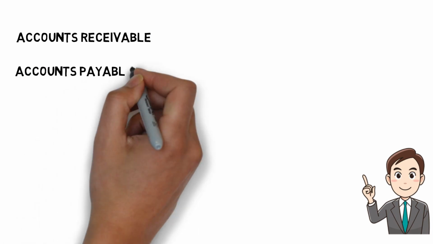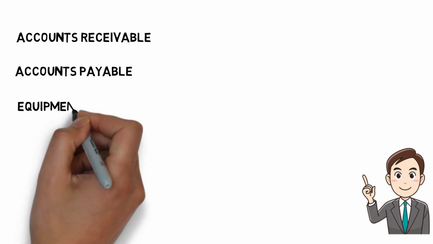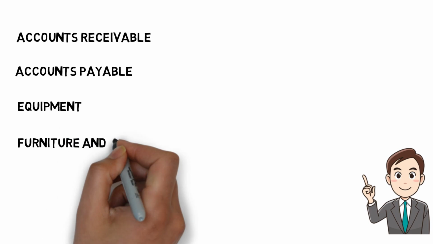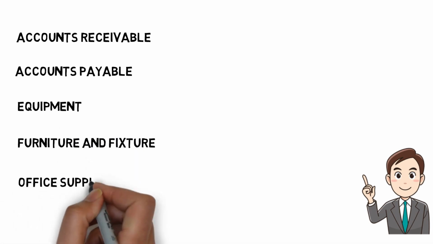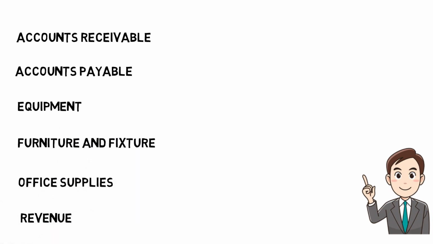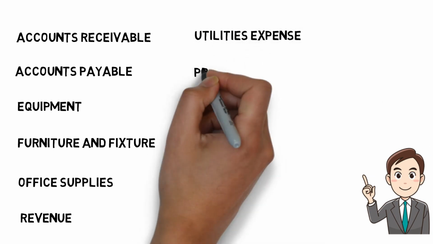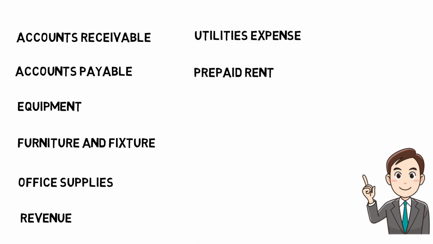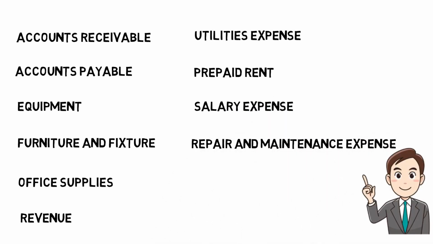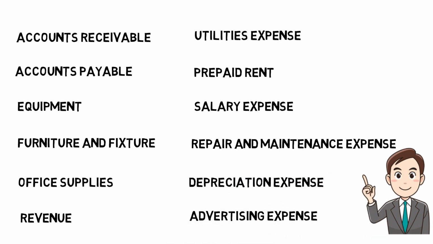Just to sum up, what we had discussed today are the following accounting terminologies: accounts receivable, accounts payable, equipment, furniture and fixture, office supplies, revenue, utilities expense, prepaid rent, salary expense, repair and maintenance expense, depreciation expense, and advertising expense.